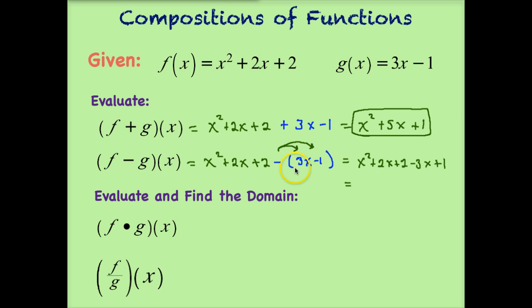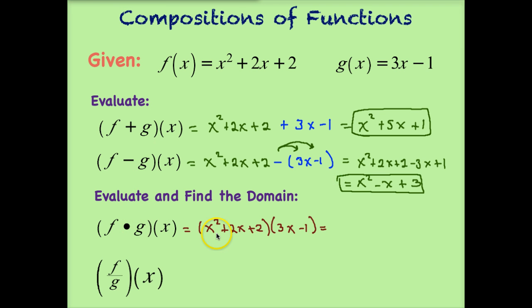Be very careful to watch that detail. Combining like terms, we end up with x squared minus x and then plus 3. And that is our final answer for subtraction. Let's go ahead and move on to the bottom two.